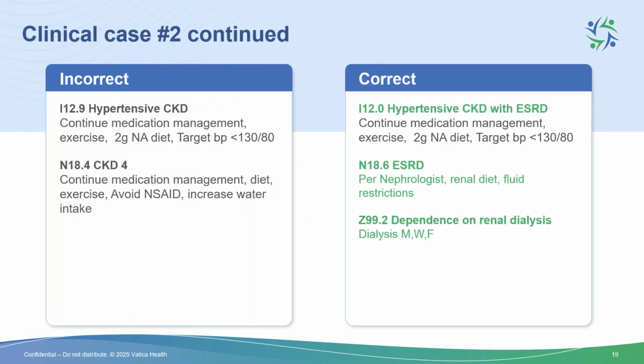The first assessment and plan is coded I12.9 and N18.4 for the hypertensive CKD stage 4. But since then, she's developed ESRD and she's on hemodialysis, so we need to update the code to I12.0 for hypertensive CKD with ESRD. We'd also code N18.6 for ESRD, as well as Z99.2 for dependence on renal dialysis.